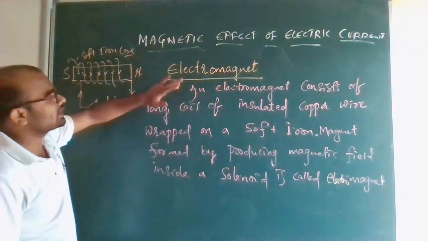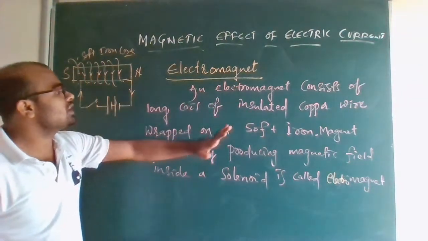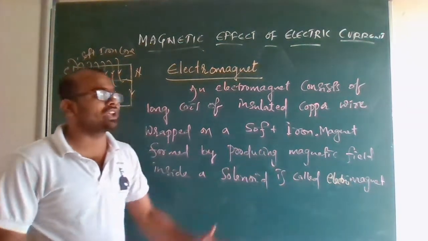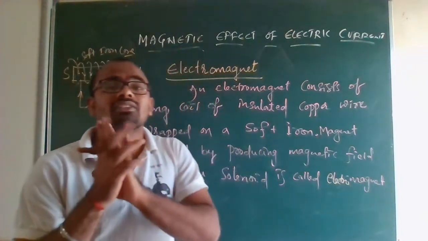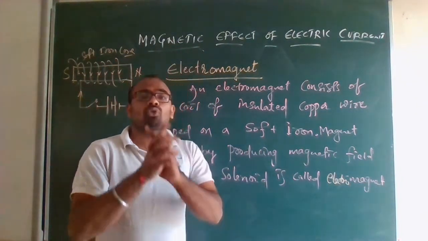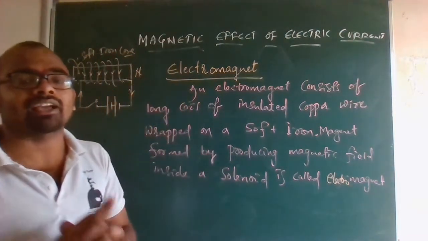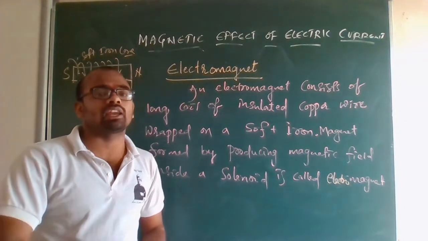So an electromagnet consists of a long coil of insulated copper wire wrapped on a soft iron. A magnet formed by producing a magnetic field inside a solenoid is called an electromagnet. So what is an electromagnet? It is the magnet formed by producing a magnetic field inside a solenoid.